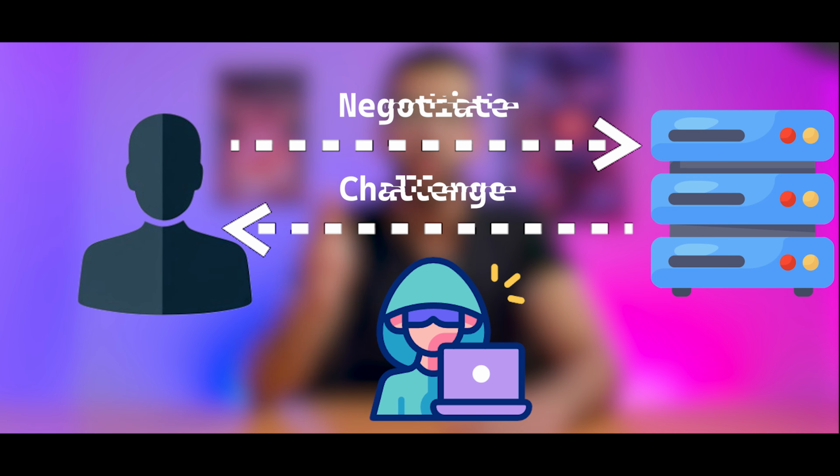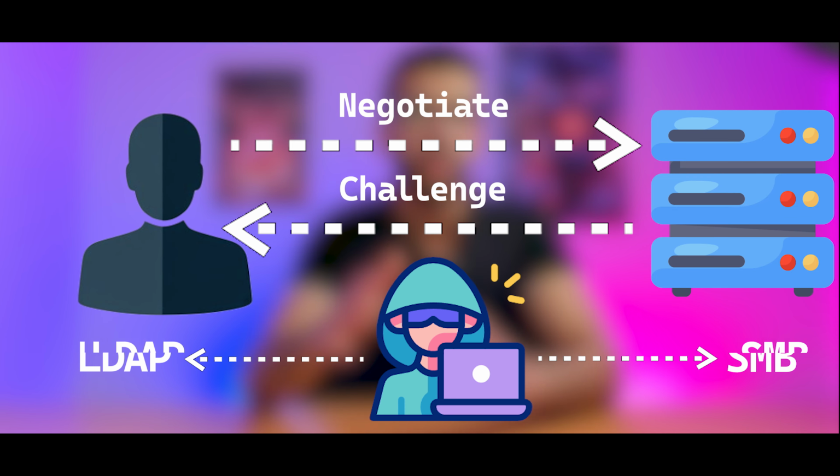The main problem is that the server never verifies who actually generated the response. It only checks whether it's valid or not. This means an attacker can capture the challenge response and relay it to another service that trusts NTLM. Let me give you a very cool example from the KAKAROOT lab.